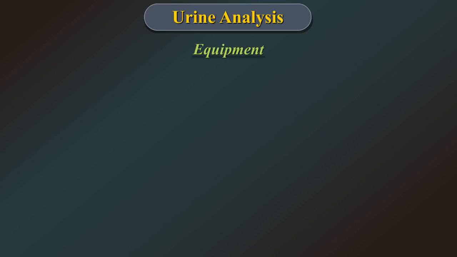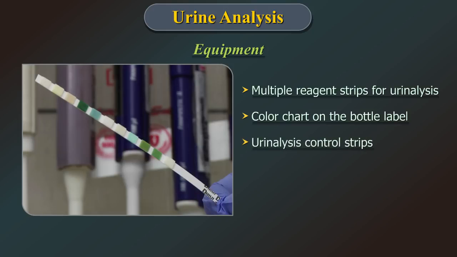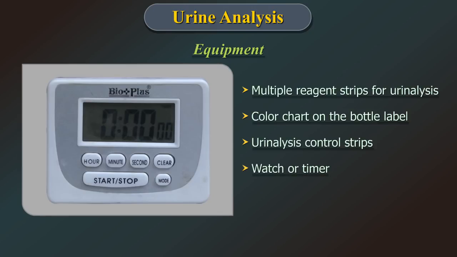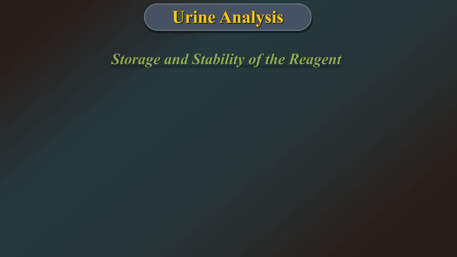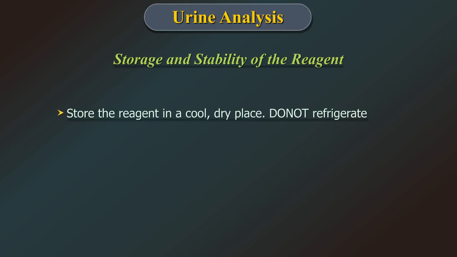Test procedure. Equipment required: multiple reagent strips for urine analysis, color chart on the bottle label, urine analysis control strips, watch or timer, and a good light source. Storage and stability of the reagent. Store the reagents in a cool, dry place.